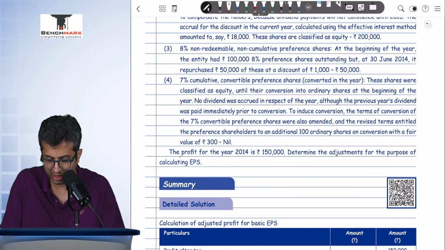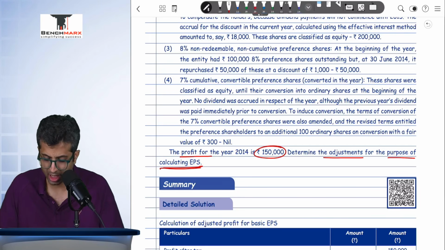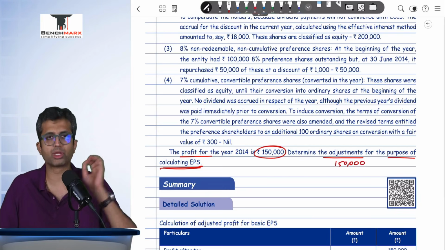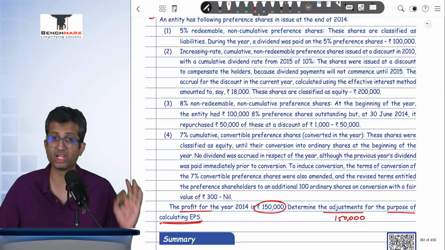Over here, the last line, if you see, the profit for the year is 1,50,000. Determine the adjustments for the purpose of calculating EPS. Over here, you just have to calculate the numerator properly. So I will start with my given net profit of 1,50,000. Remember, probably the person who has set this question does not have a very detailed understanding of Ind AS 109.